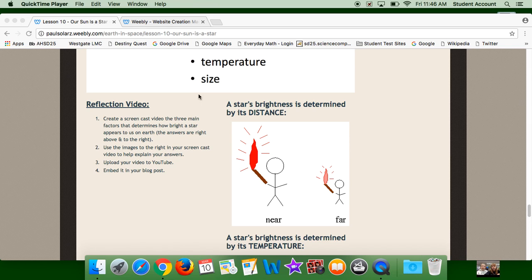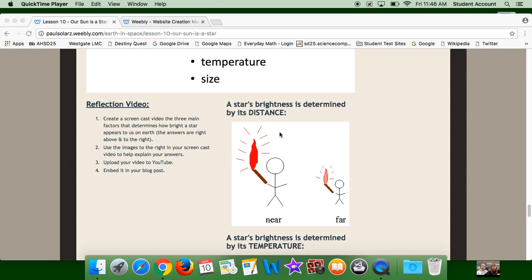The last factor is size. Size really matters. Take the sun. It's a pretty average star, but compared to other really tiny ones, if they were at the same distance and the same temperature, but one star was bigger, it would be the brighter star.